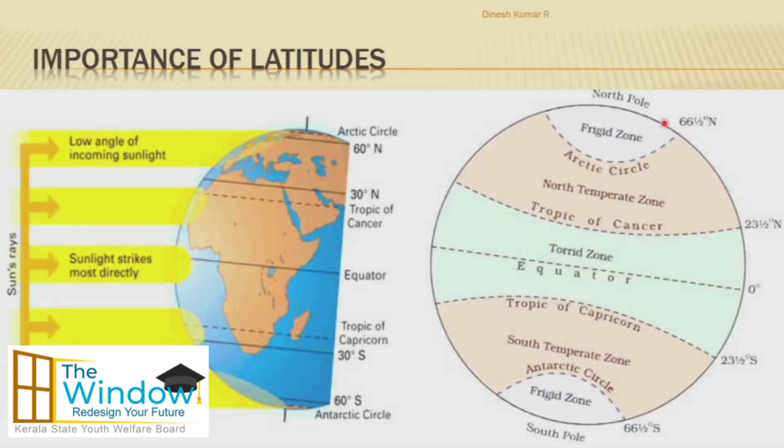Now above 66.5, that is my polar region, I can say the frigid zone, because the temperature in that area remains very cold and most of the time these areas are covered by glaciers. So this is the importance of latitude. Latitudes help us in understanding different heat zones on the map of the world. Now how? What is the reason for that?